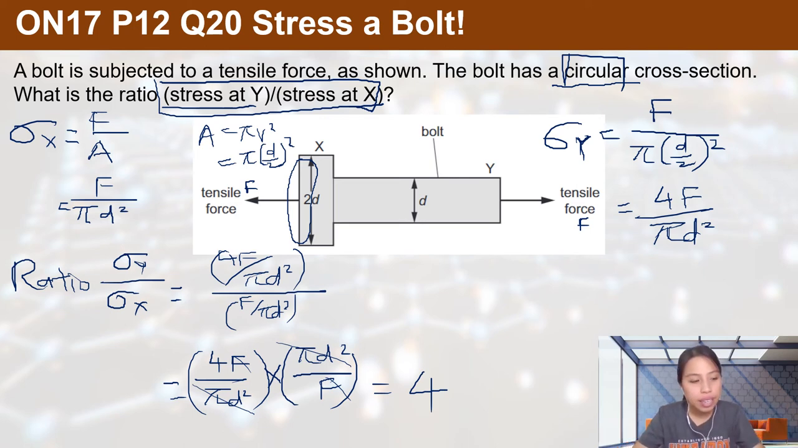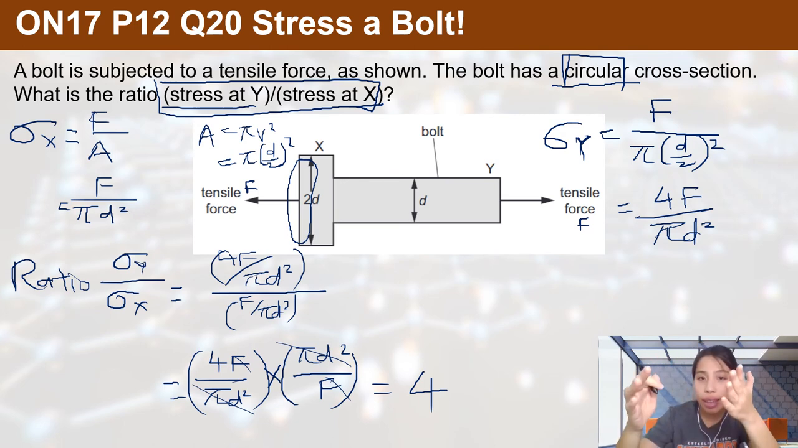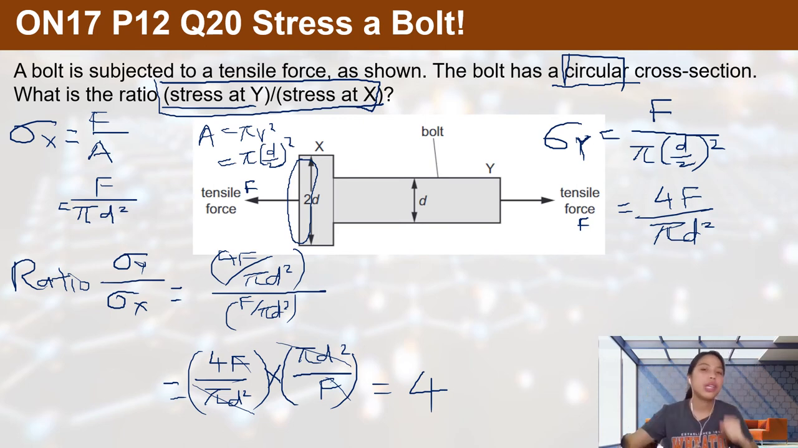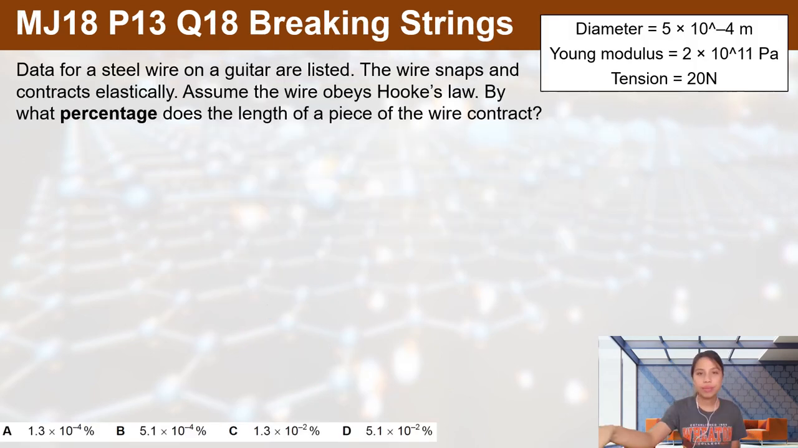And that means that although they have the same force pulling on both ends, the right end will experience a bigger stress because of the smaller area. Okay, so that's what it means for stress.